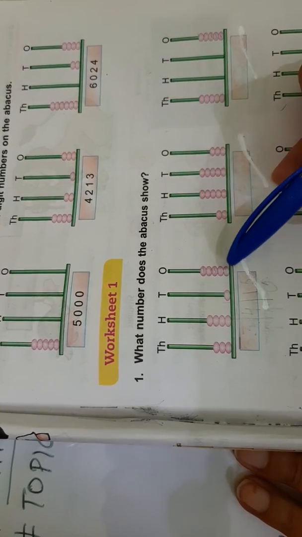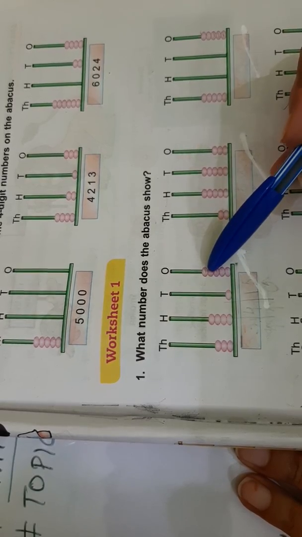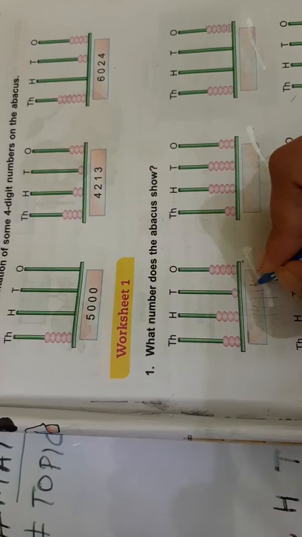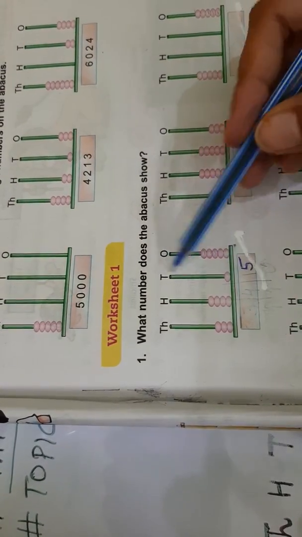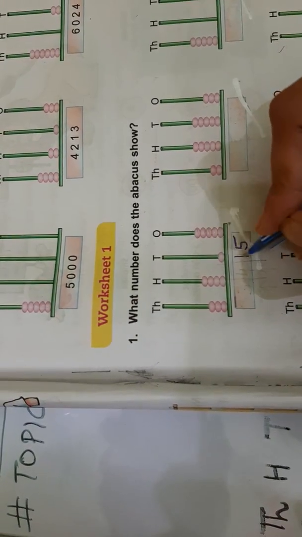Okay, see, there are 1, 2, 3, 4, 5 beads, so I'm going to write 5 over here. We always start from the right-hand side. This is 5. Now in the tens spike there is 1 bead, so I'm going to write 1 over here.